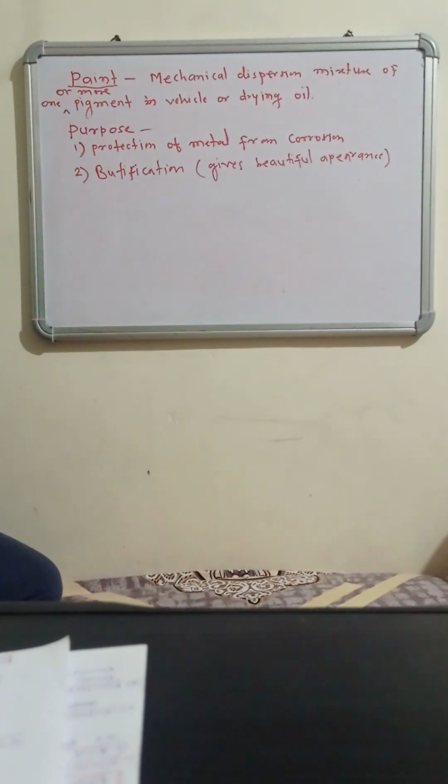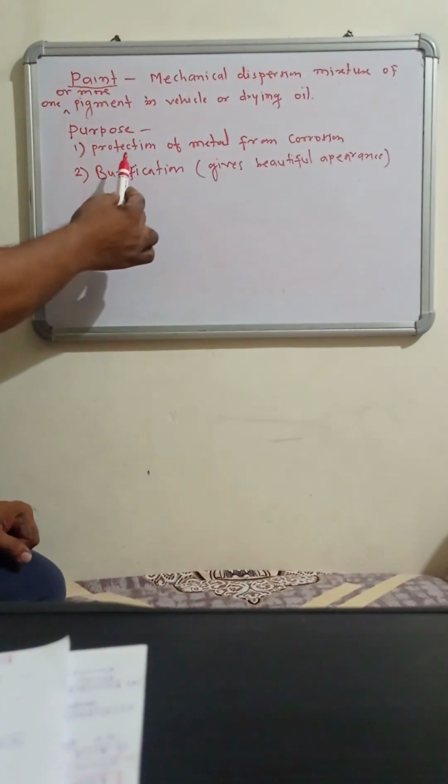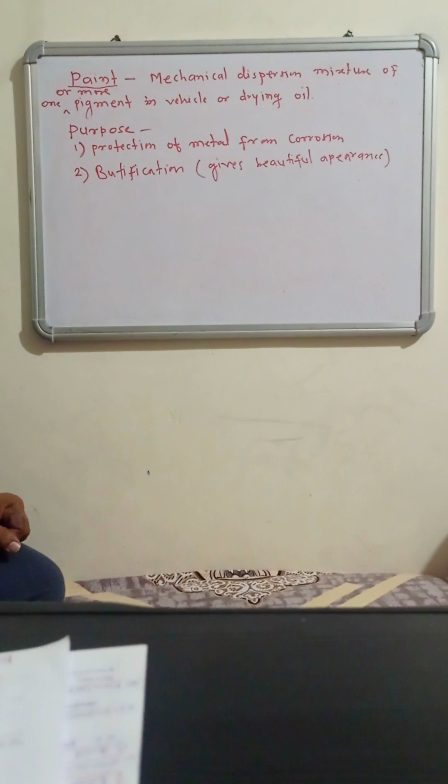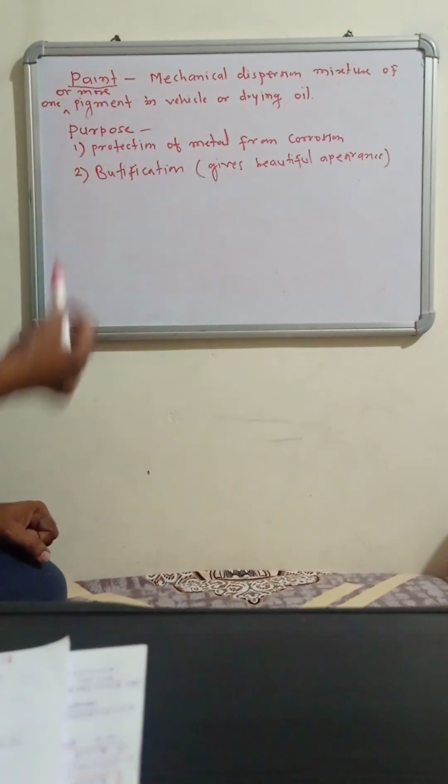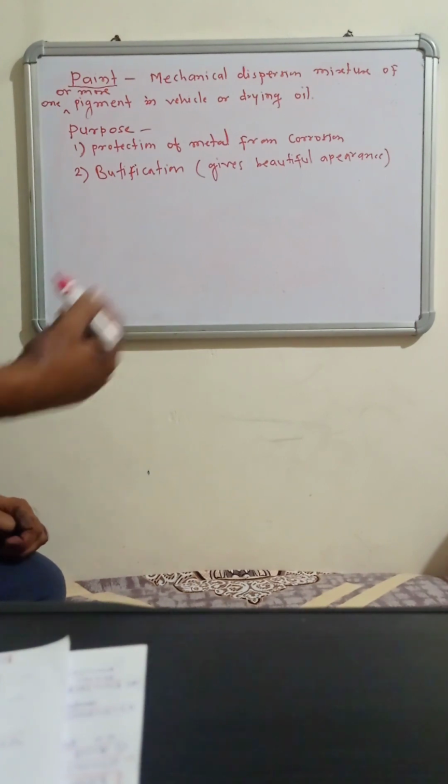These are the two purposes of the paint. One is the protection of metal from corrosion, and the second purpose is beautification. It gives the beautiful appearance to the specific object.